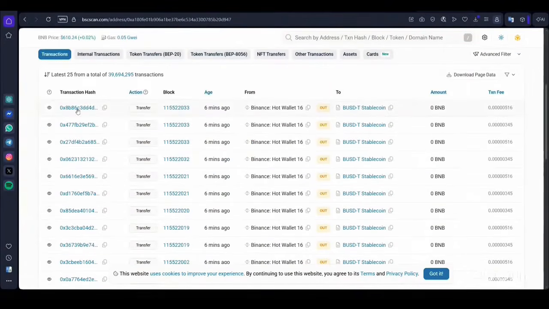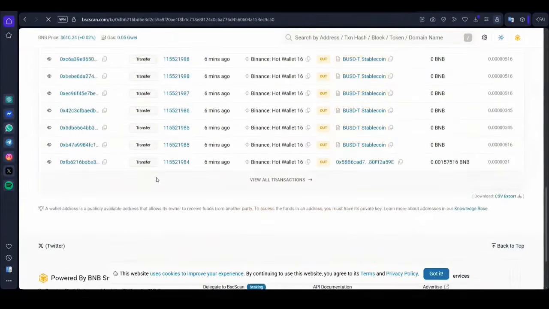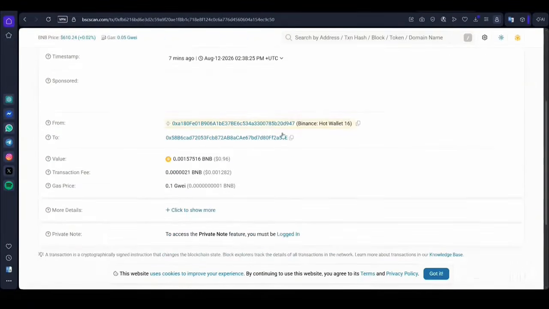For example, 6 minutes ago, there was a transaction, 0 BNB, 0 BNB. Let's take one where there is a little bit. Here we also have the status, success, the transaction hash itself, the block, the amount of almost $1, how much fee was paid, and also how much gas was paid.